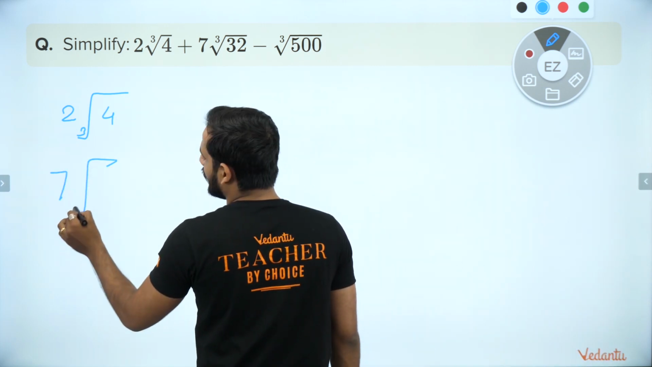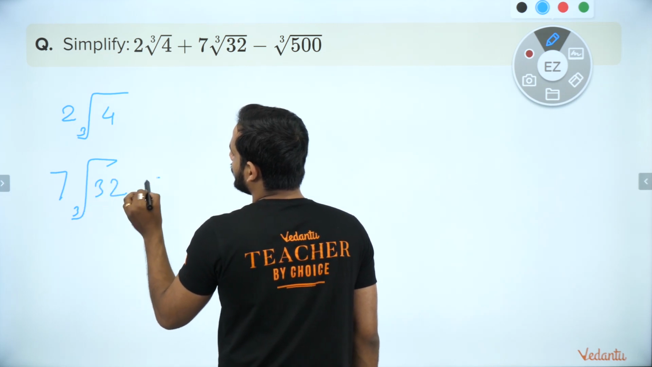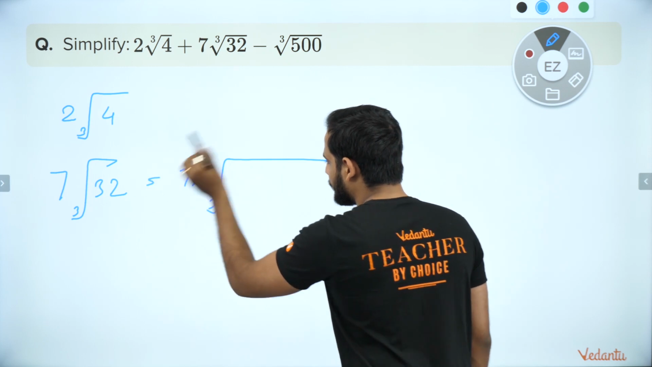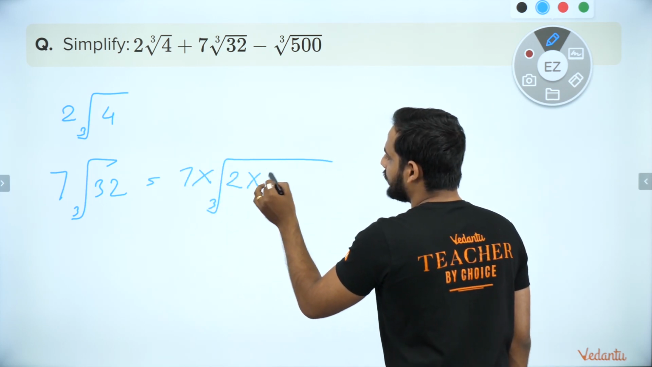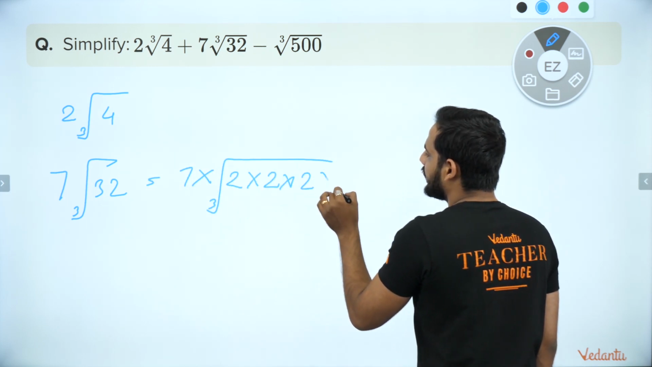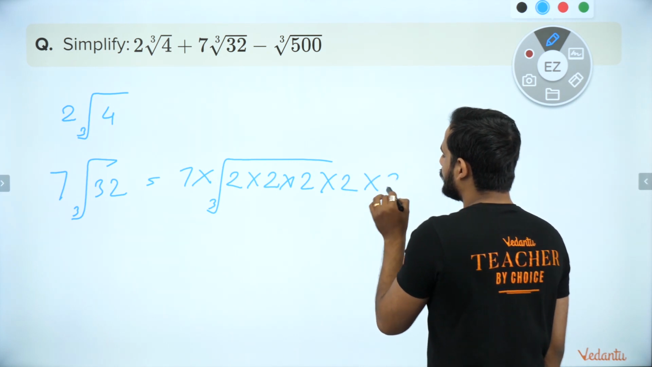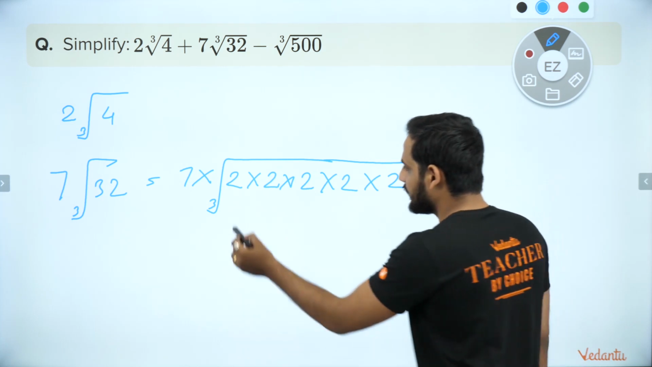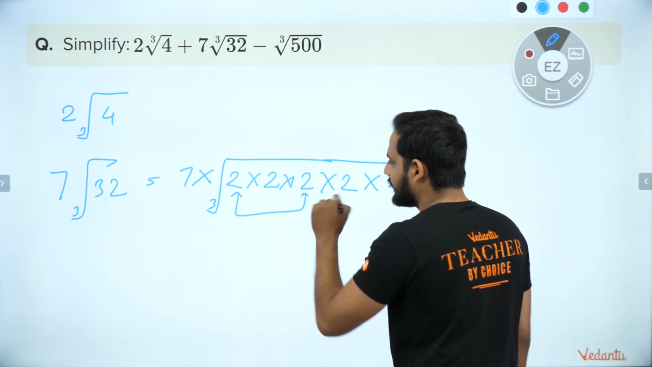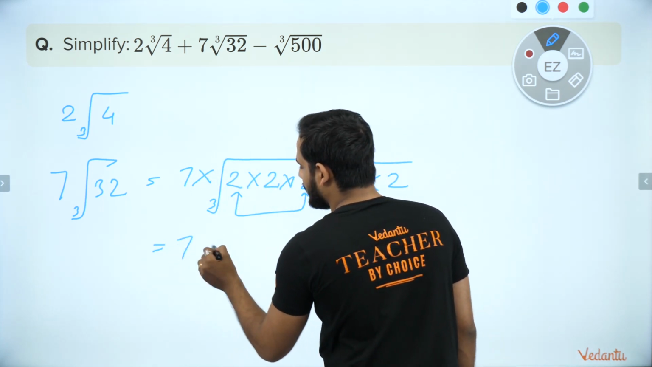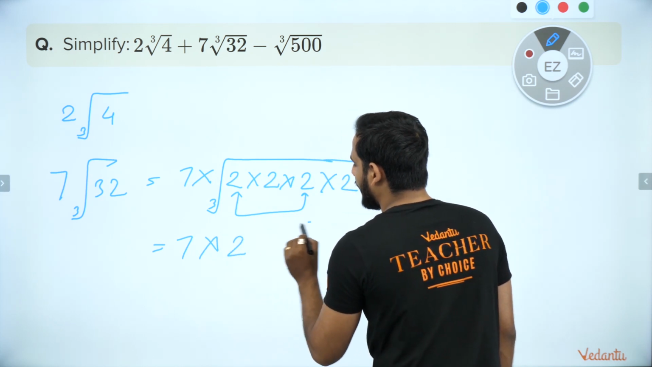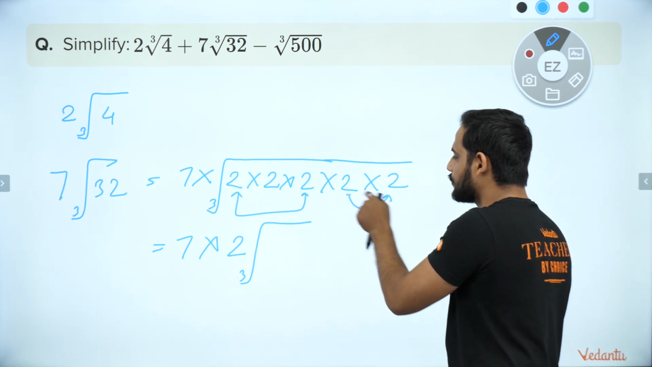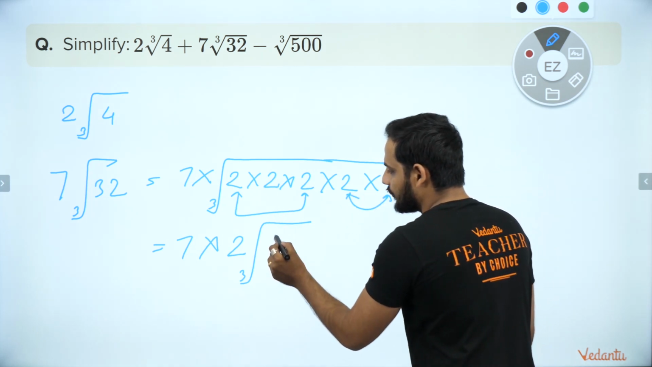7 cube root of 32. So this will become 7 into cube root of 32. So 32's prime factorization is 2 into 2 into 2 into 2 into 2, correct? Now cube root, so I will make pair of 3. So this is one pair which I can take outside the cube root. So this will become 7 into 2, and inside the cube root 2 into 2 is left. So 2 into 2 will give you 4, so cube root of 4.